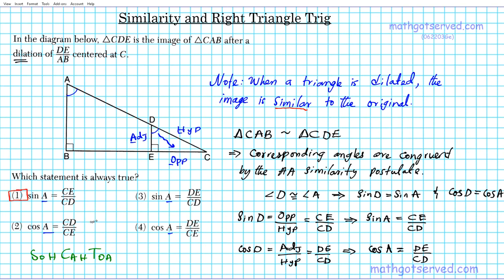So let's just take a look at the cosines just to make sure that we didn't make a mistake. Cosine A is DE over CD. This one is wrong. And this one, oh, this is close. DE over CE. No, it's DE over CD. So this is wrong also. All right, so the answer to this question is option number 1.